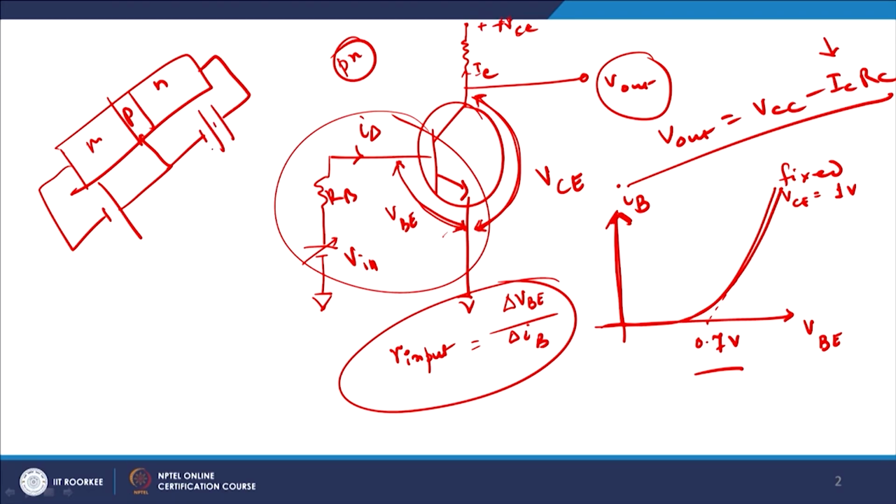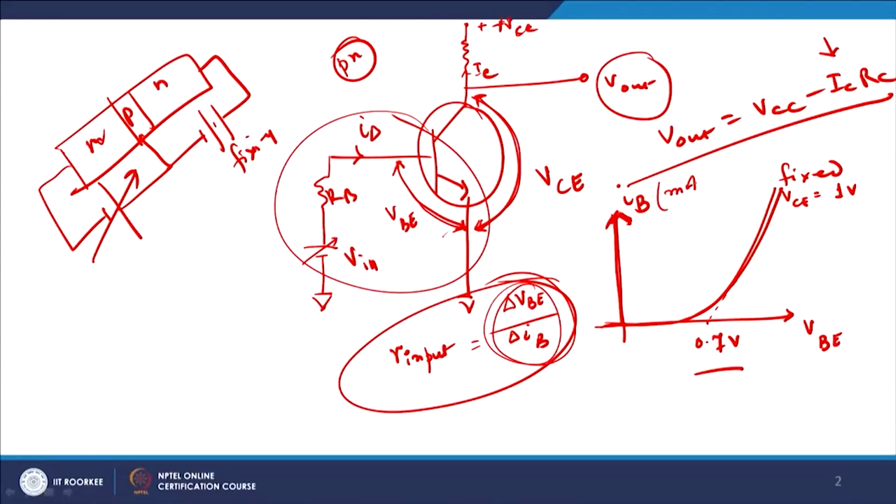and I am fixing this one, but now I am varying this one, and I will get a profile something like this. As a result, this profile implies that if I want to find out the resistance offered, del VBE by del IB, it will be of the order of a few ohms, because it is the on state resistance of the diode. This current will be of the order of a few milliamperes to microamperes.